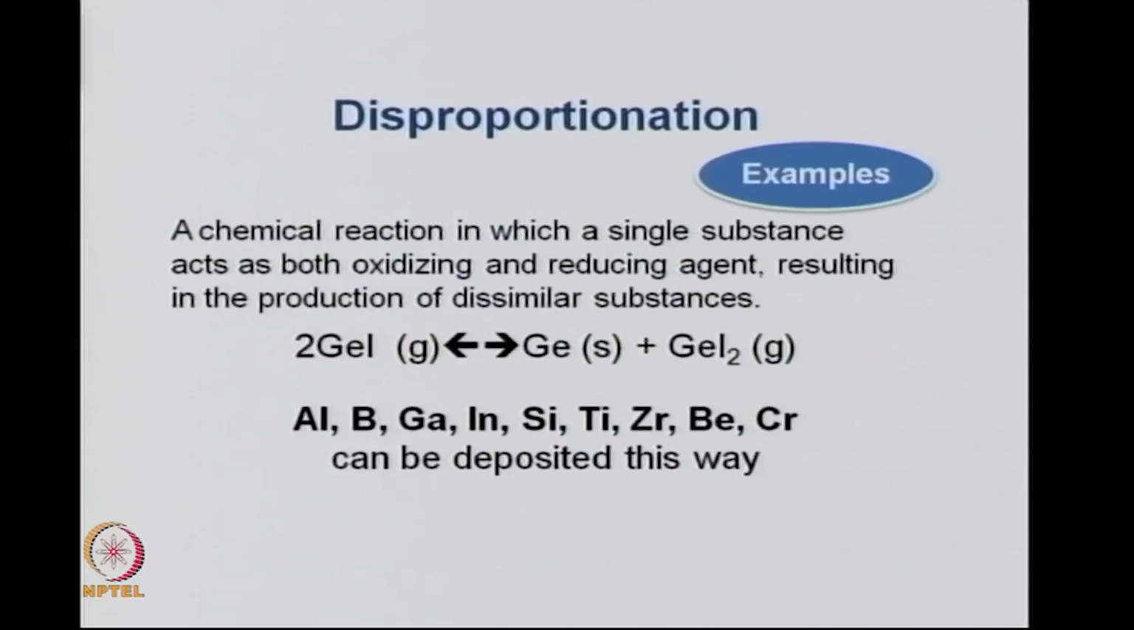So, this is a CVD technique to coat germanium films on several substrates. Similarly, you can coat aluminum, boron, gallium, and a large number of other metals and non-metal solids on substrates as films using this disproportionation CVD method.